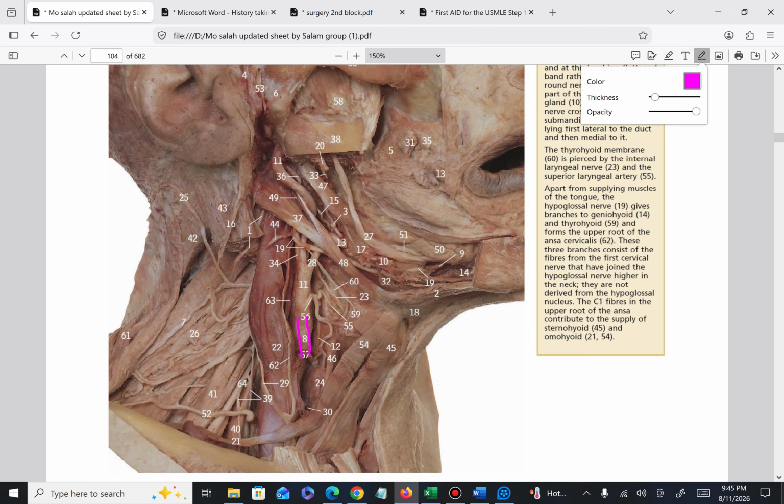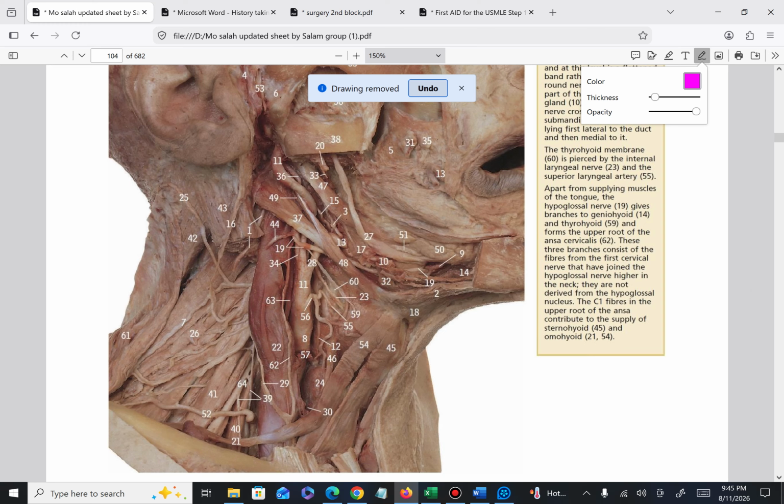Then it contains the internal jugular vein. This one is the internal jugular vein. It is lateral to the carotid artery, so it is displaced laterally to see the carotid artery. The third content, in between the carotid artery and internal jugular vein, is this structure on the 63 number, the vagus nerve. So the carotid sheath has the common carotid artery, internal jugular vein, and vagus nerve.